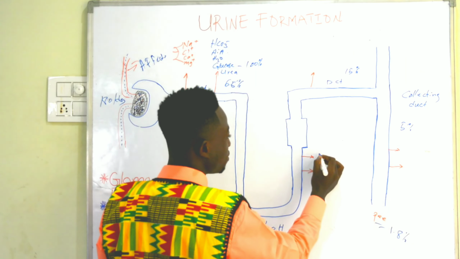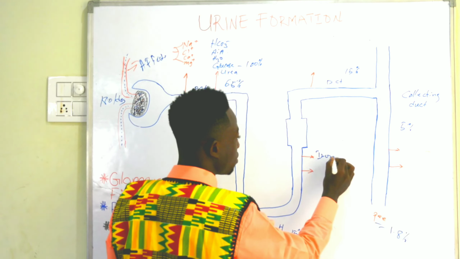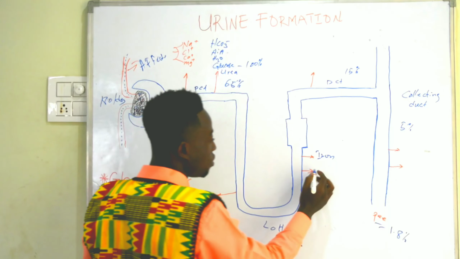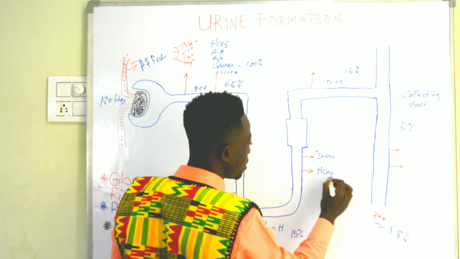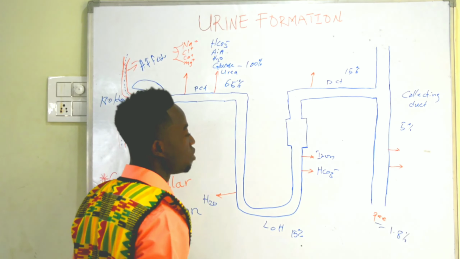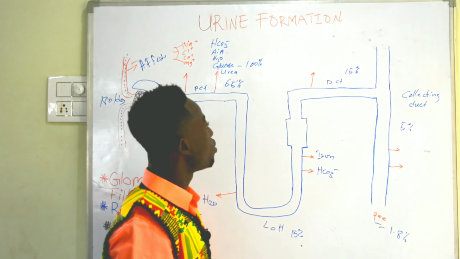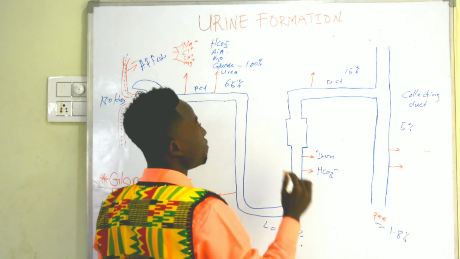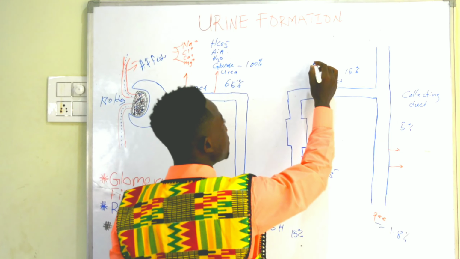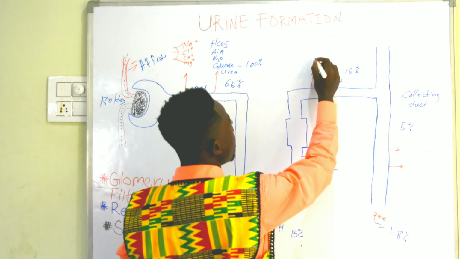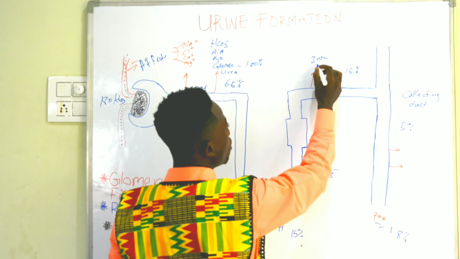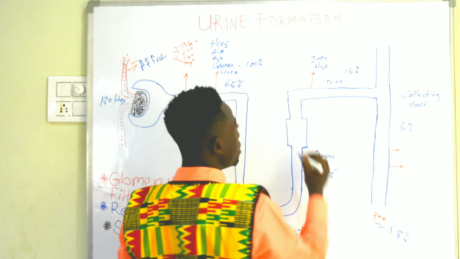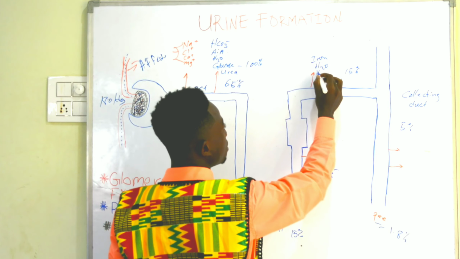So what is going to be reabsorbed in the thick ascending loop of Henle? We have ions, and we have bicarbonate. So what is going to be reabsorbed within the distal convoluted tubule? We have ions. We have water. And we have bicarbonates.